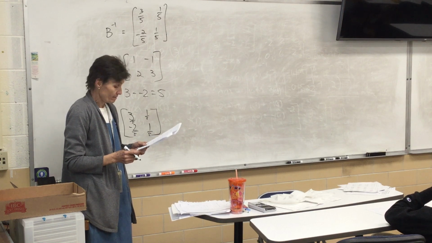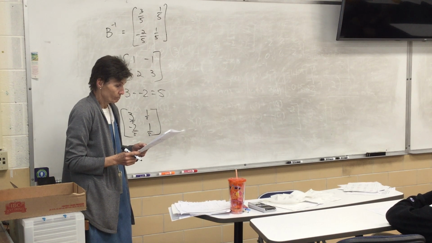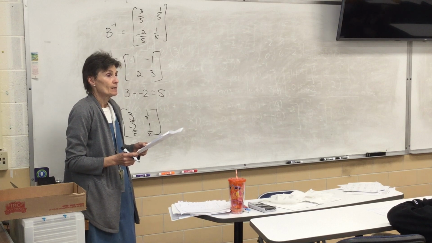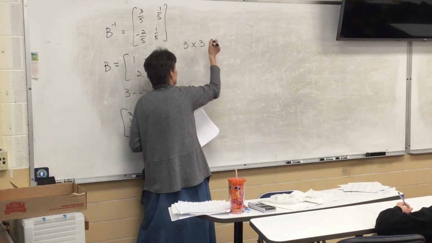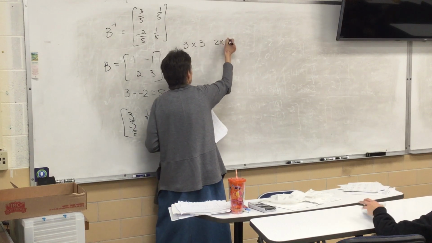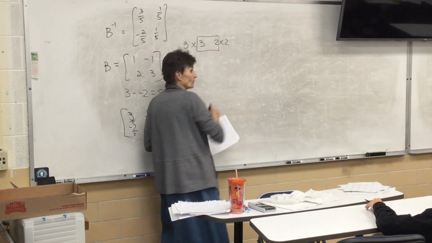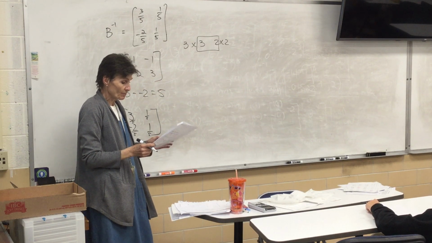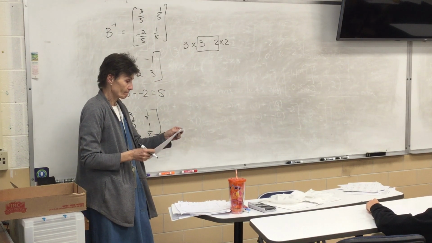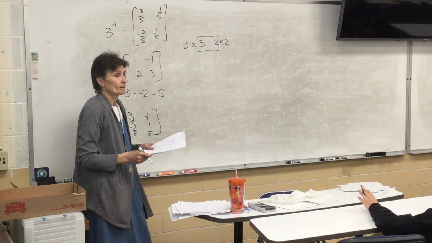What about AC? Can't do it. Because what are the dimensions of A? 3 by 2. And what are the dimensions of C? 2 by 2. And if we're multiplying, isn't the rule those have to match? Yes. So that would be another empty set. Okay?